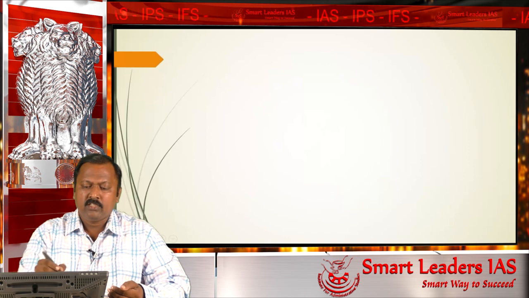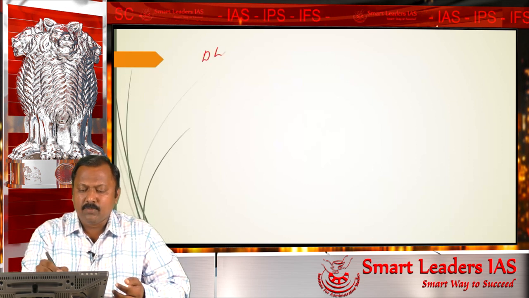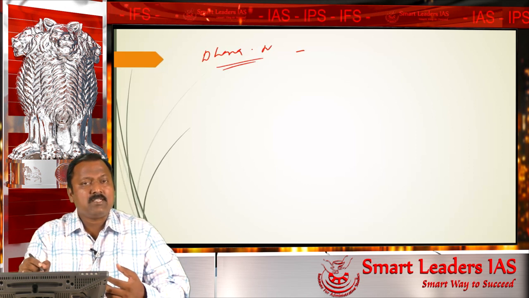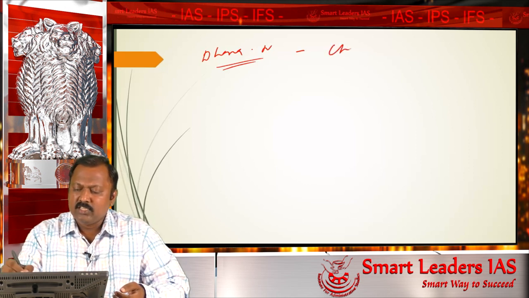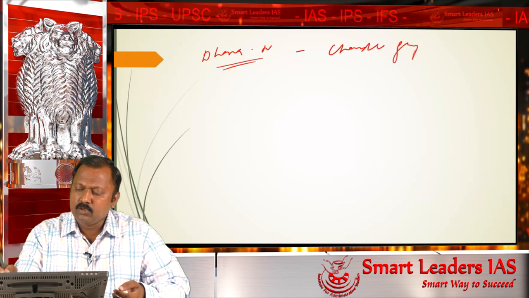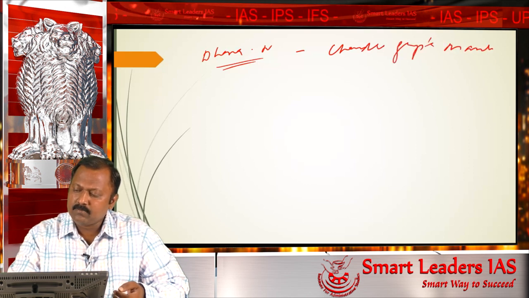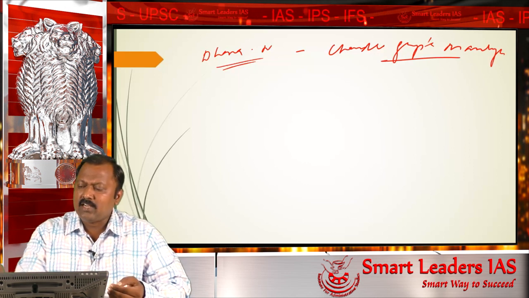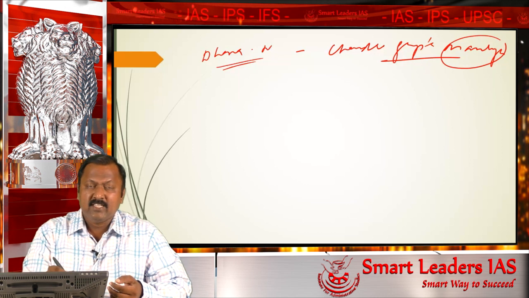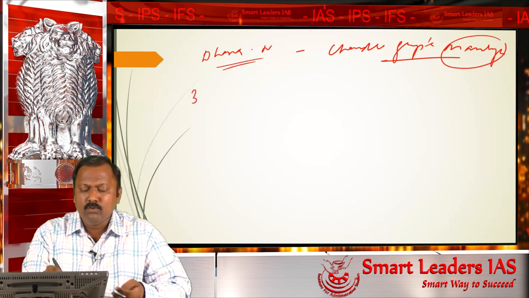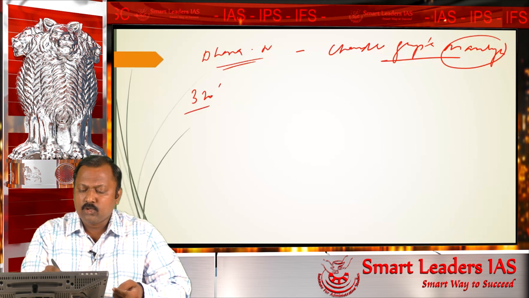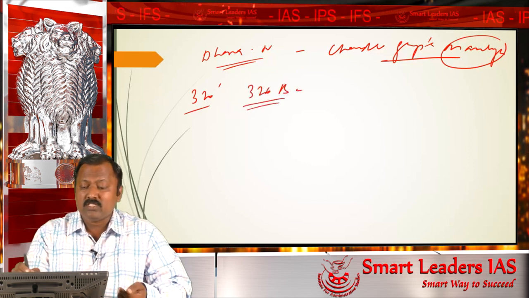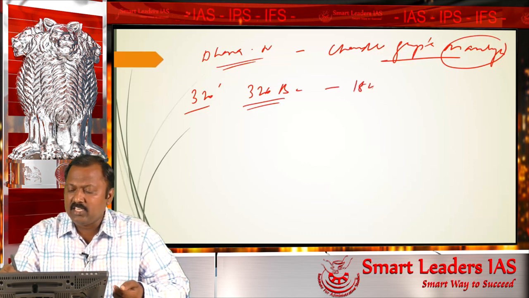For your information, the last ruler of this Nanda dynasty, Dhanananda, was defeated by a person called Chandragupta Maurya. Chandragupta Maurya put an end to the Nanda rule and started what is called the Maurya dynasty. The Mauryas came into being around 320s, to be very precise in 326 BC, and the Mauryas ruled from 326 BC to 184 BC.